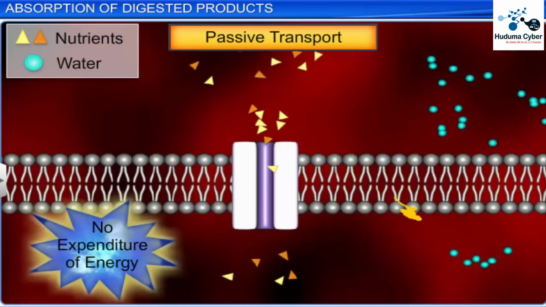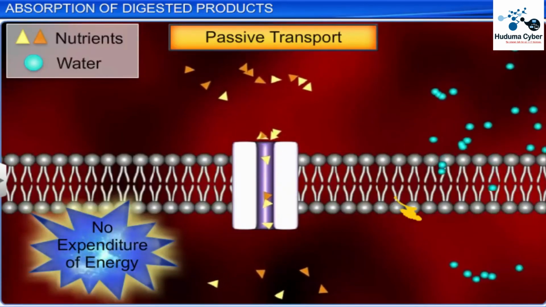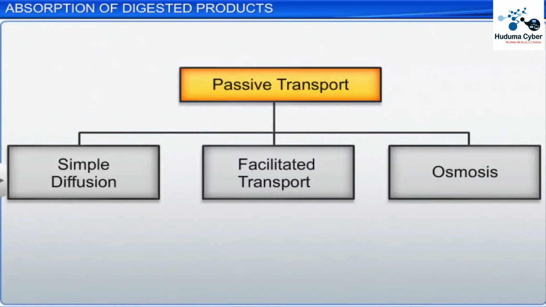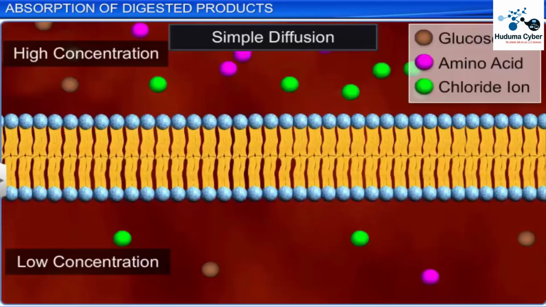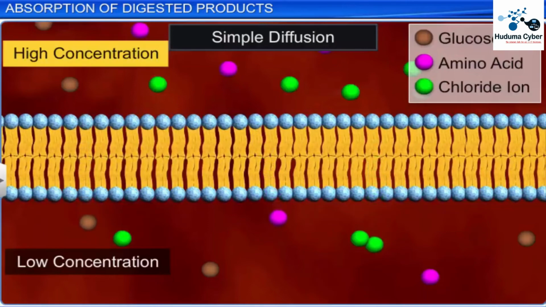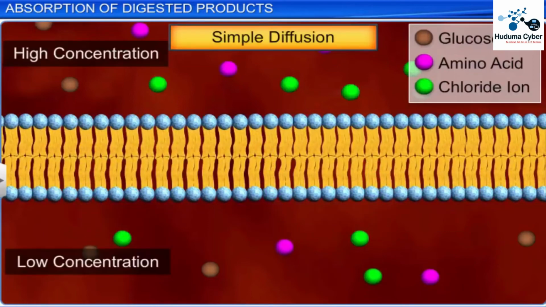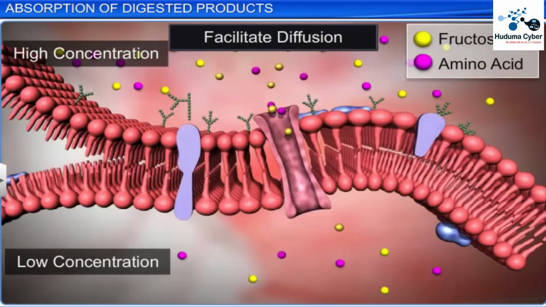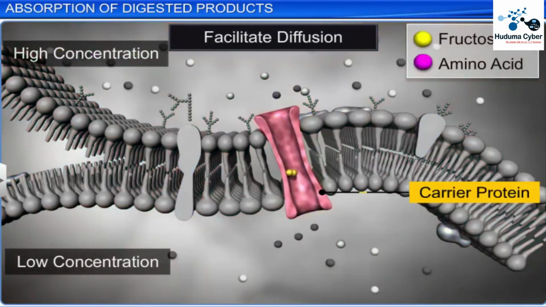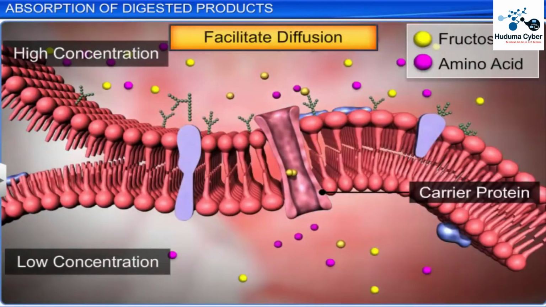In passive transport, there is no expenditure of energy. There are three types of passive transport: simple diffusion, facilitated transport, and osmosis that assist in absorption. Small amounts of glucose, amino acids, and electrolytes such as chloride ions are generally absorbed from a higher to a lower medium by simple diffusion, whereas fructose and some amino acids are absorbed down a concentration gradient with the help of a specific carrier protein through facilitated diffusion.